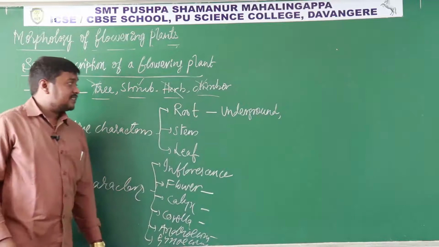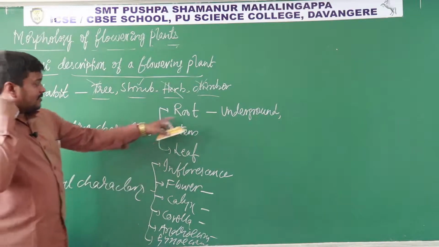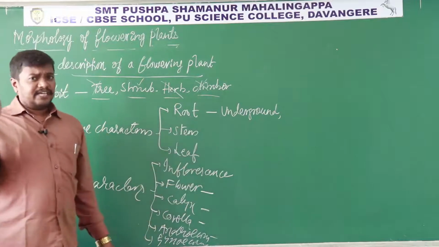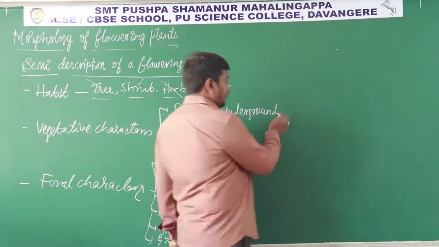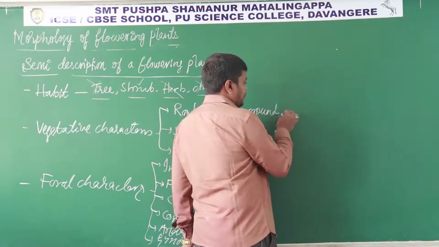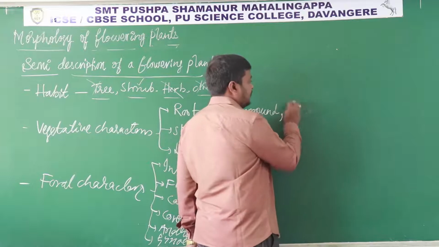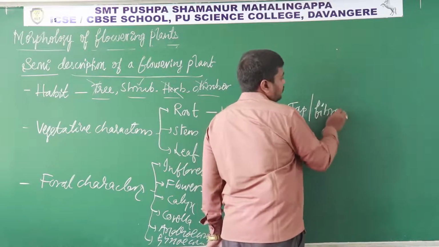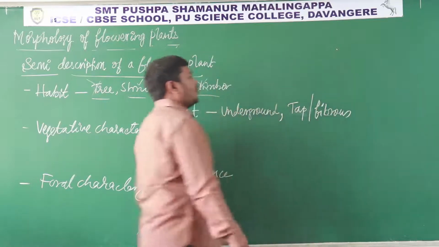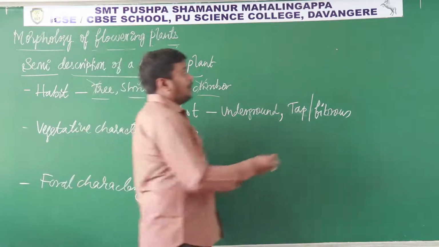Then after the underground character, whether any modifications you can observe with respect to the root, you are going to write. So it is underground. Then first you are going to write whether it is tap root or fibrous root. Then modifications.